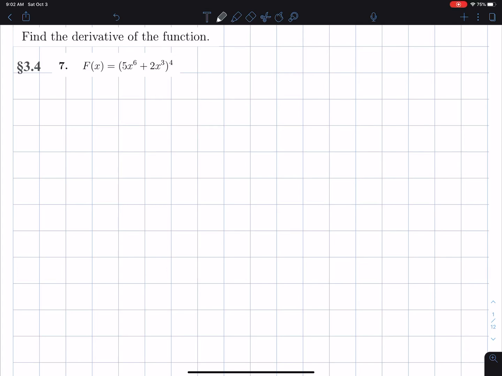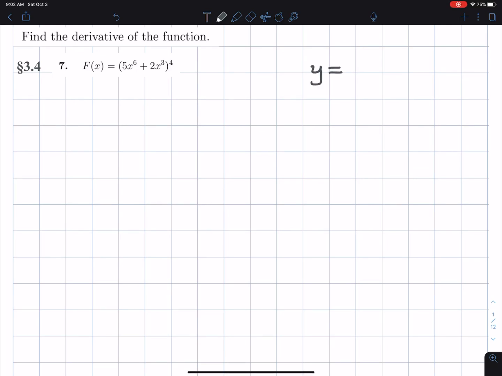All right, we're going to try to find the derivative of this function f of x as shown. And what we use here is the chain rule. Now the chain rule is a rule for the derivative of a composition of functions.